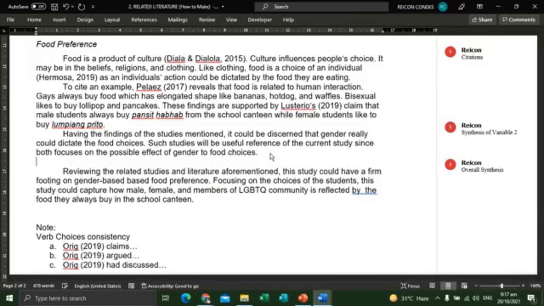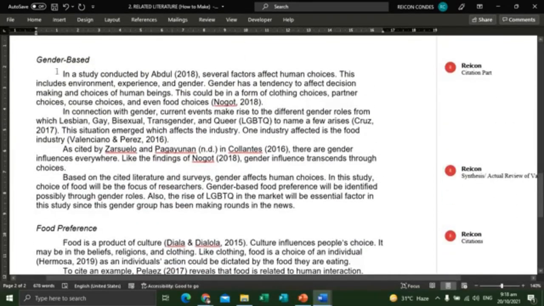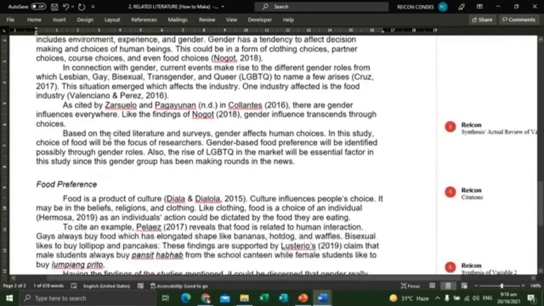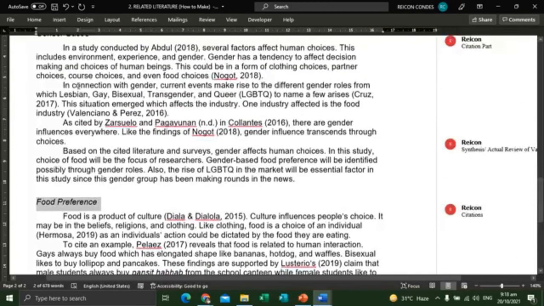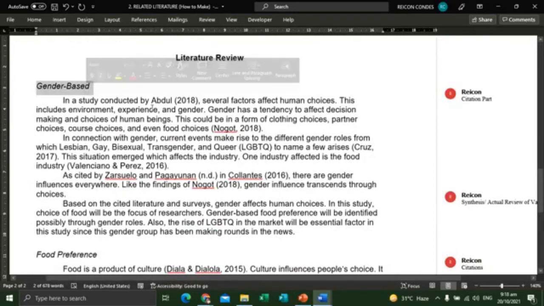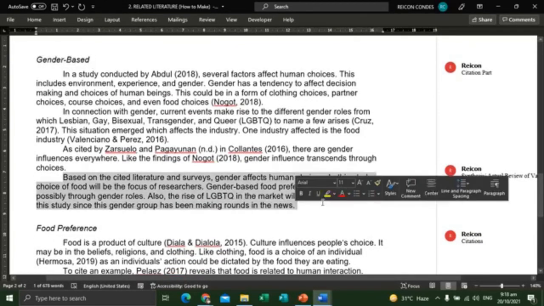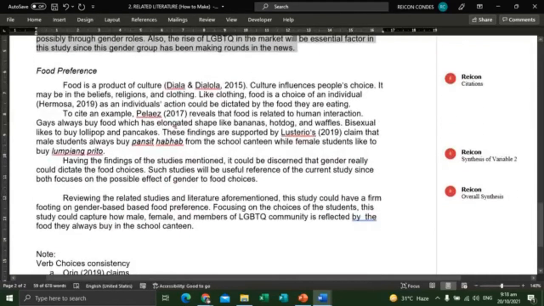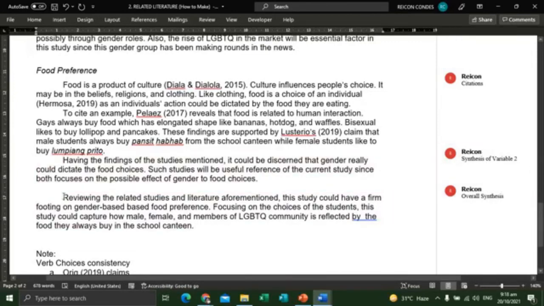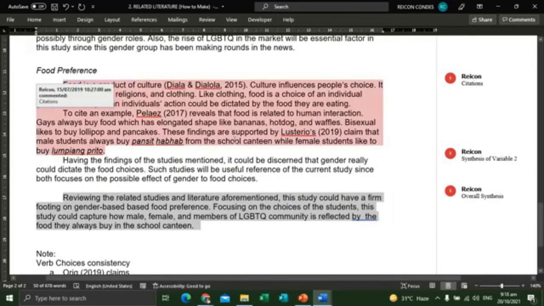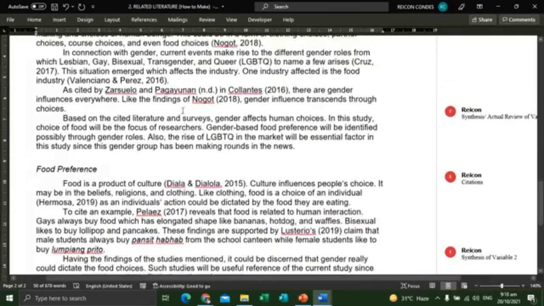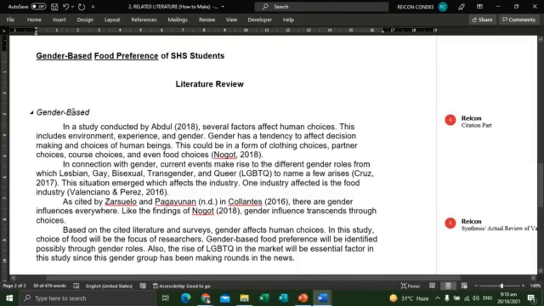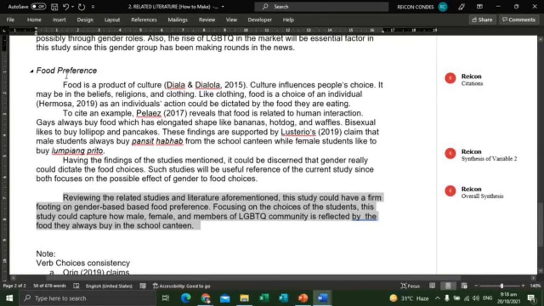Paano, sir, yung overall synthesis? Diba, meron tayong diniscuss na dalawang concept. First one is gender-based, and then second is food preference. For each variable, meron kayong binigay na synthesis. And then, for the another variable, meron kayong binigay na synthesis. Now, this overall synthesis pertains to what can you say, what can you critique, what's your view on those literature from both variable, from the gender-based and the food preference.